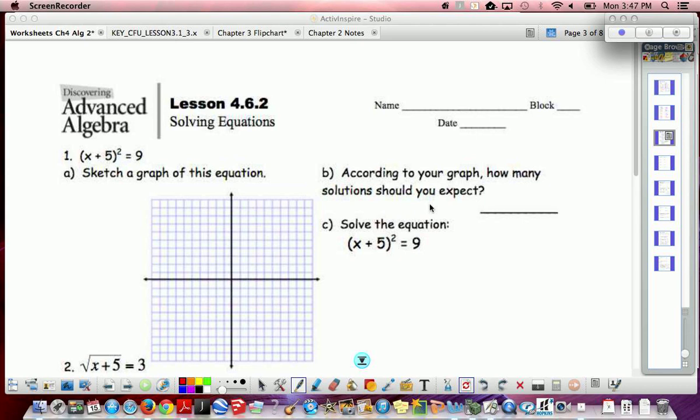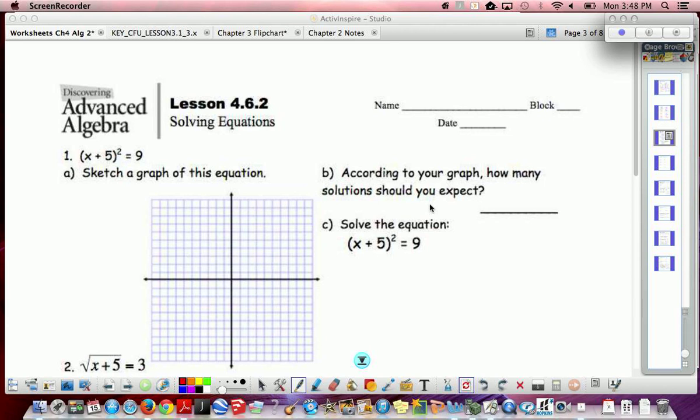Good evening. Let's take a look at lesson 4.62 solving equations worksheet. On this first side, you're actually asked to sketch a graph of the equations and to figure out the solutions by partially looking at the graphs and then showing how you can do it algebraically.